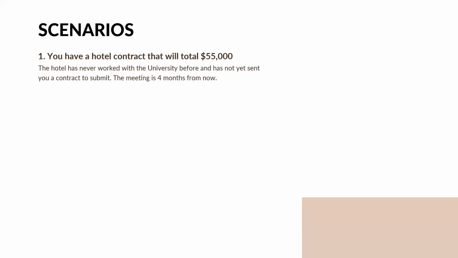Great, so here we have 5 different scenarios for how you can use the Formstack. We'll just go through these briefly just to show that all these questions, all these situations can be solved through Formstack. So the first is you have a hotel contract that will cost $55,000. So that would be under that CAIANH fiscal tab, and you would go through and answer all the specifics about your contract.